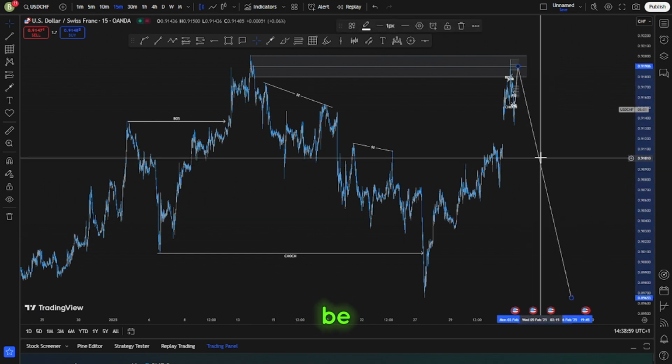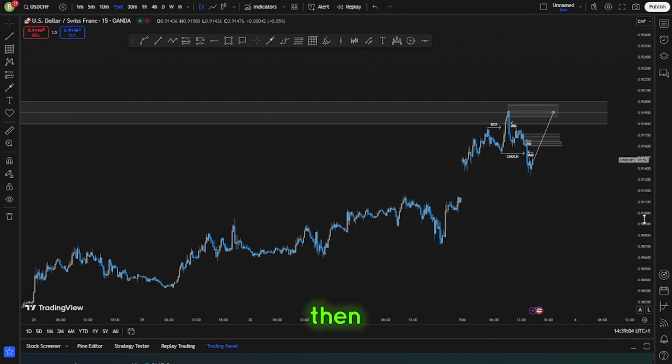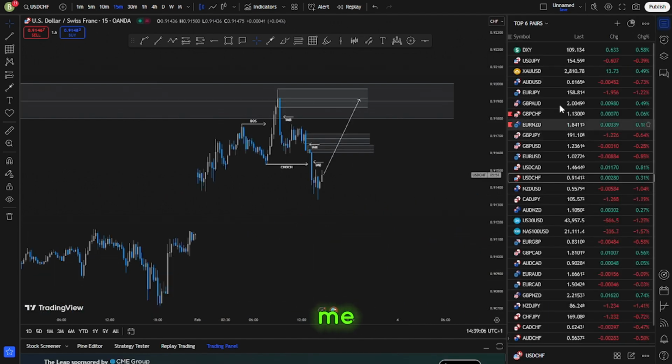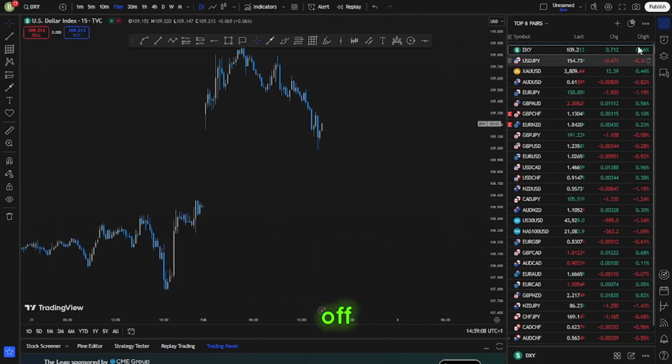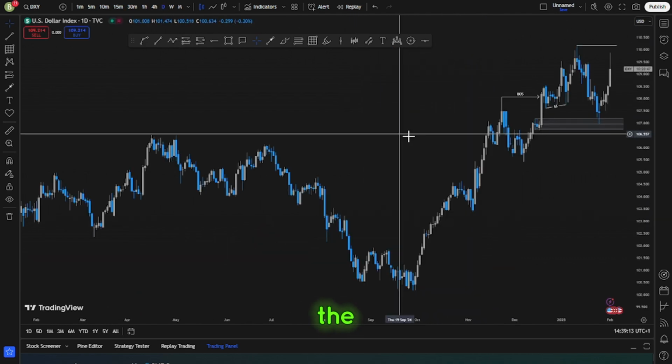So this would be a nice trade, and this could be a swing trade if it goes according to plan, and if we manage it wisely. And let me just look at the DXY before I close off this video, guys. So the daily time frame should be the daily.